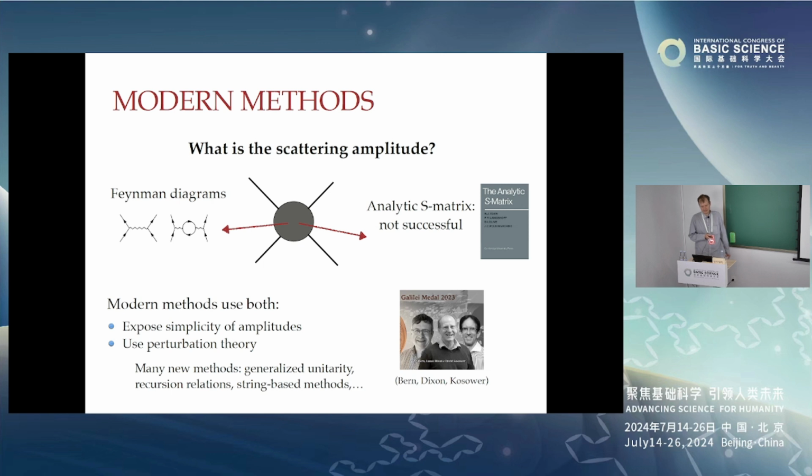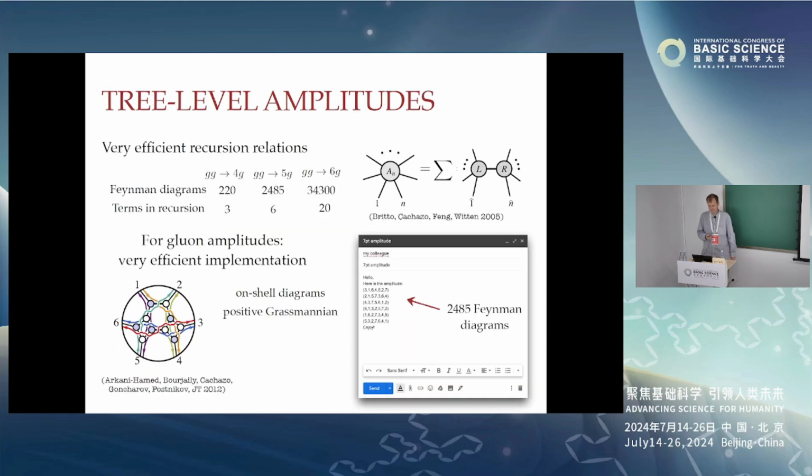There are many methods depending on what exactly you want that have been developed, including generalized unitarity by Dixon and Kosower, recursion relations, which I will briefly mention, different string-based methods, and by now we have a whole menu of different approaches to scattering amplitudes, which typically work only in certain situations. Some methods are very general, like these recursion relations, which work for tree-level amplitudes, or generalized unitarity. Some methods are really tailored to the problem that you are interested in.